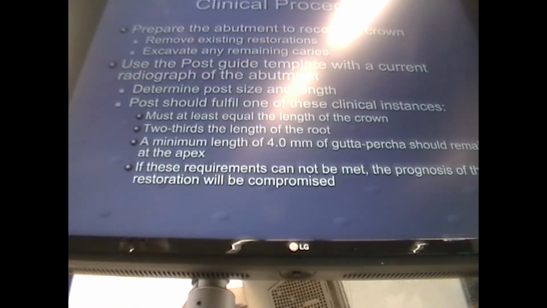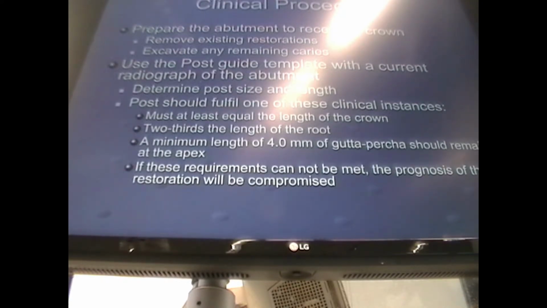Alright, clinical procedure. Prepare the abutment to receive a crown. Remove all existing restorations and excavate caries. Alright, anytime you do a build-up for a crown, you do these 2 things. Take out the old material, unless you placed it the week before, and you know what is under the material that you placed, and obviously you excavate any remaining caries.